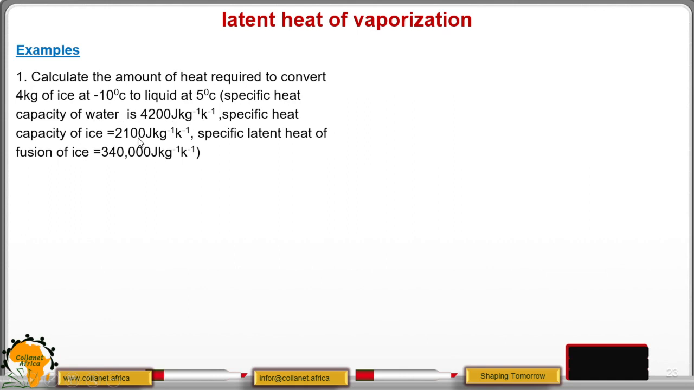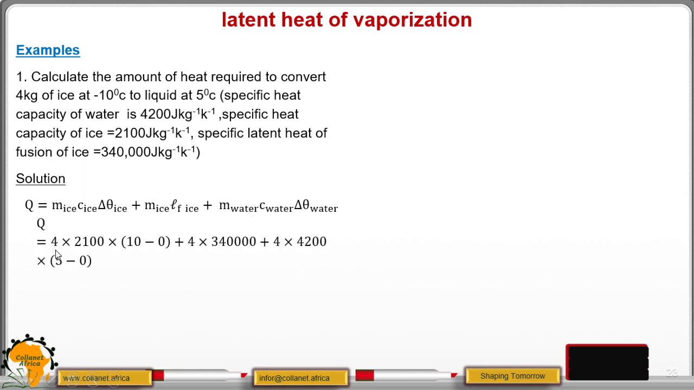Specific heat capacity of ice and specific latent heat of fusion of that one. We proceed as follows. To get the amount of heat required, we need the heat for the ice that is changing, the heat required to melt the ice, and the heat absorbed by the water.